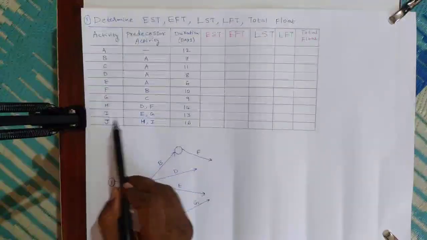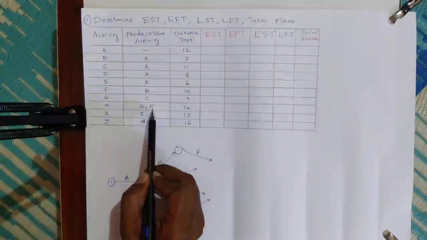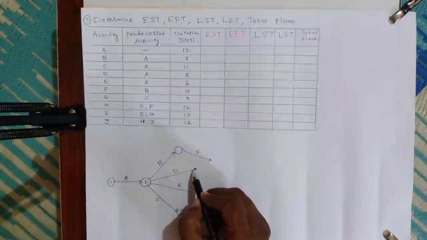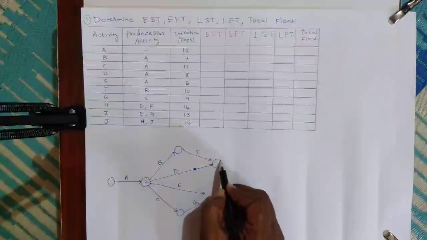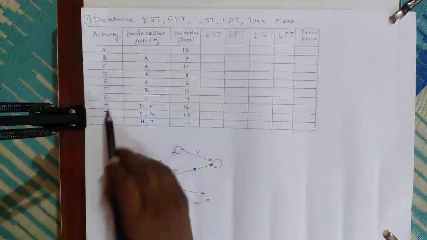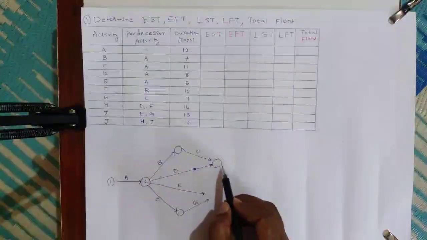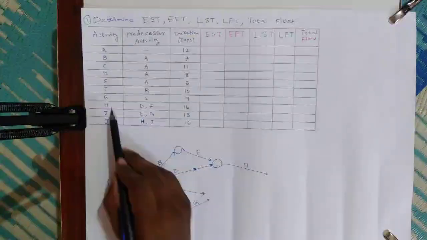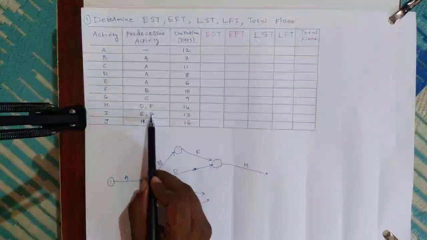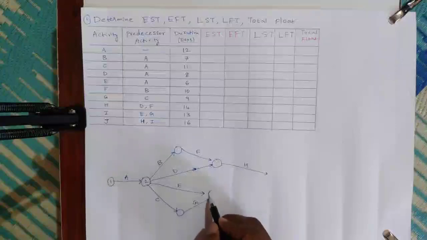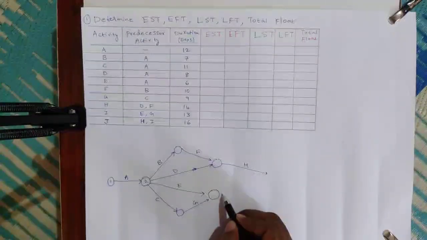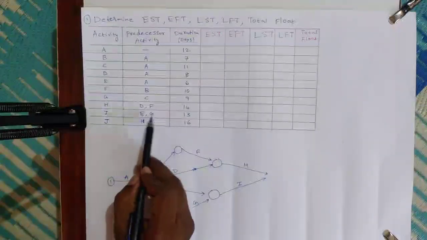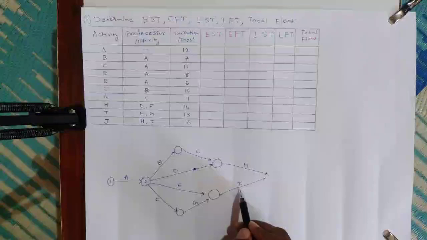And for activity H, D and F are predecessors. Here you can see that D and F are getting merged. After D and F, activity H will start. This is the H activity. Similarly, after E and G, I will start. This is activity I. For activity I, E and G are predecessors.